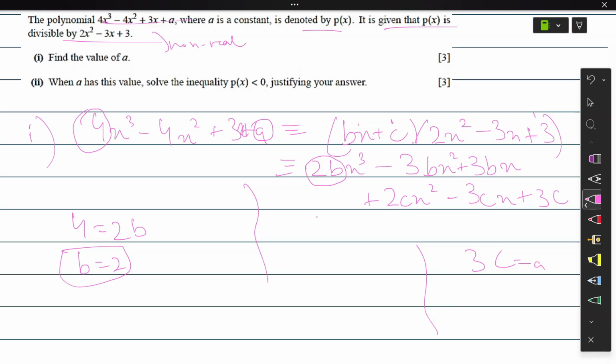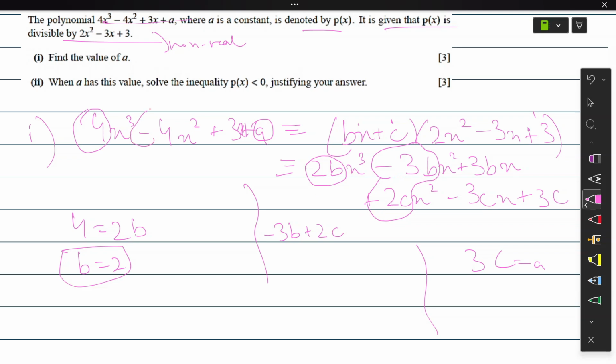I got the answer. Acha, how else? Okay, let's compare the coefficient of x square. So x square is minus 3b plus 2c. In our general form, the coefficient of x square is minus 3b plus 2c.